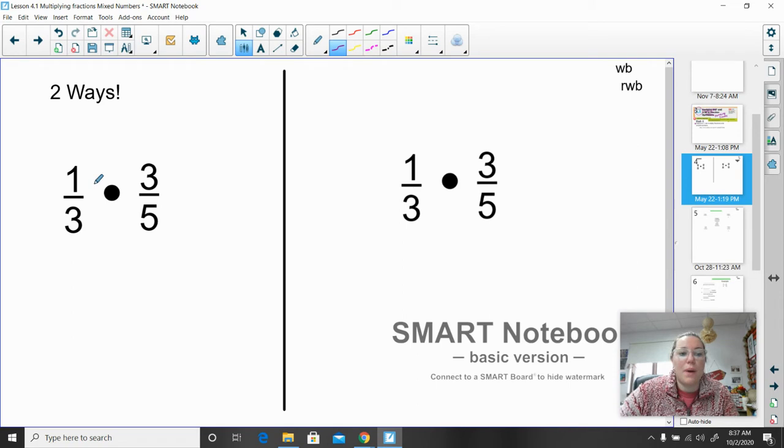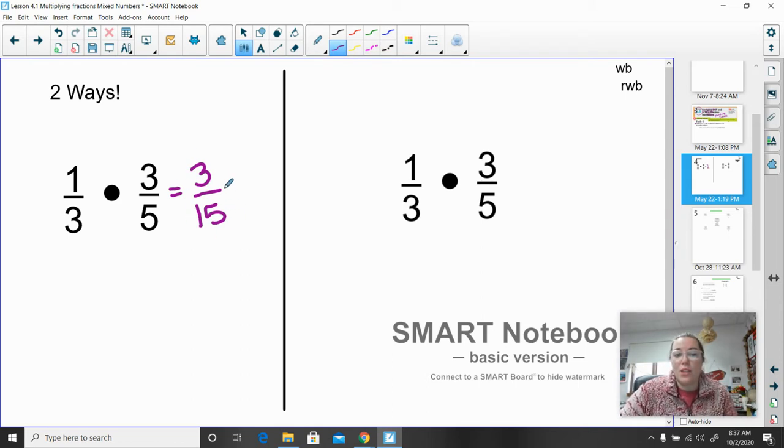First way is just by what he just did. We multiply the top straight across. 1 times 3 equals 3. And then multiply the bottom. 3 times 5 equals 15. Now, we have to make sure that our fractions are always in simplest form.